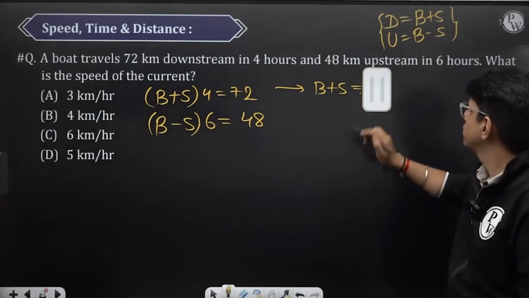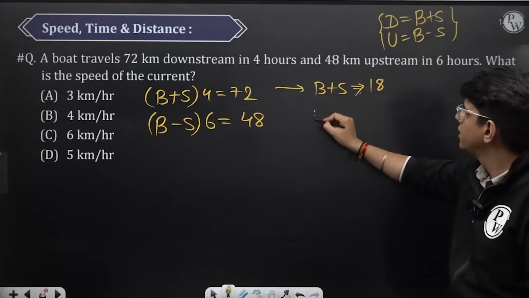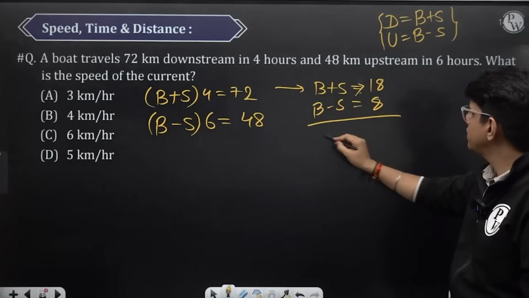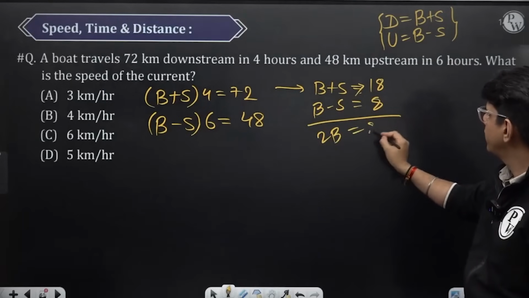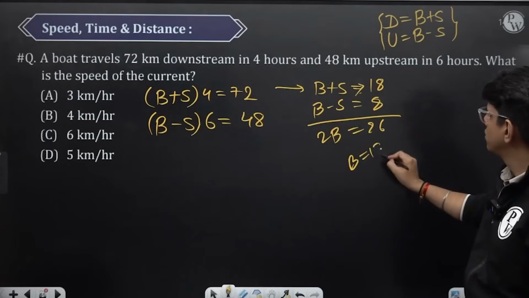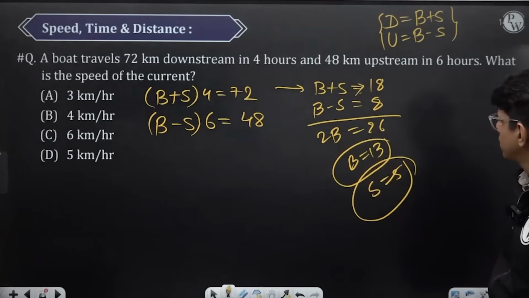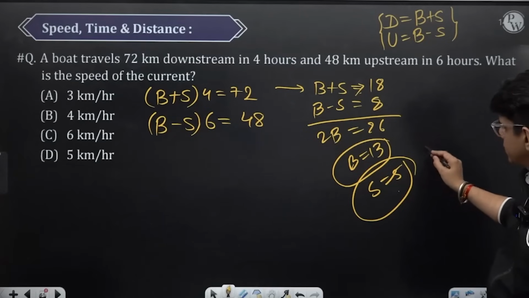Sorry, 18. Okay? And B minus S equals 8, right? If I add these, 2 of B equals 26. So B equals 13. S equals 5. B equals 13, S equals 5. What is the speed of the current? 5.